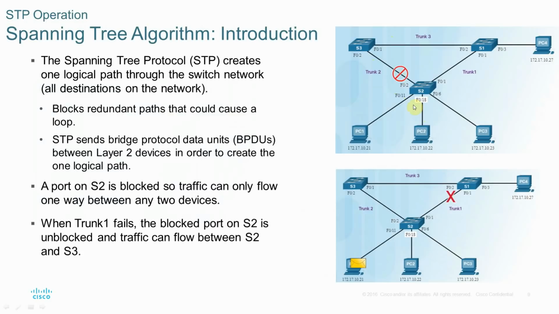STP sends the bridge protocol data unit, BPDU, between layer 2 devices in order to create one logical path, and the port on switch 2 is blocked, so the traffic can only flow one way between any two devices, as I told you. So this will be blocked. If this trunk fails, the blocked port on switch 2 is unblocked and traffic can flow between switch 2 and switch 3 in a normal way.